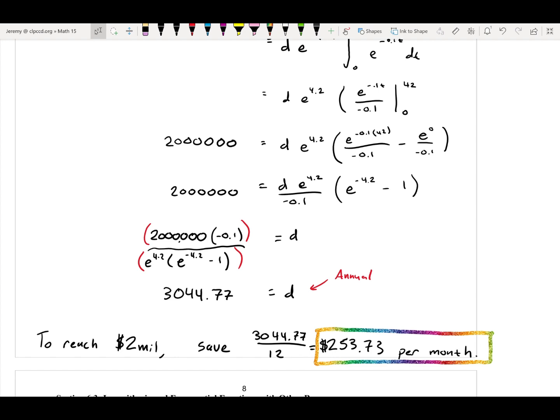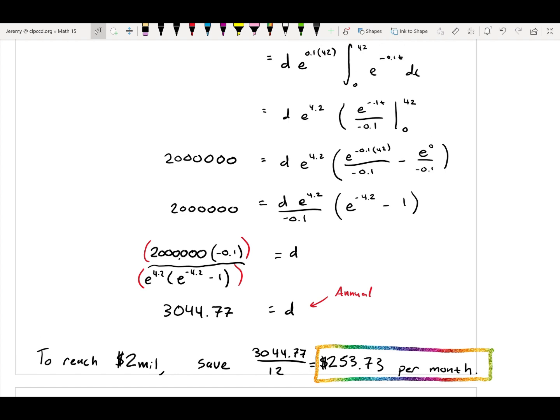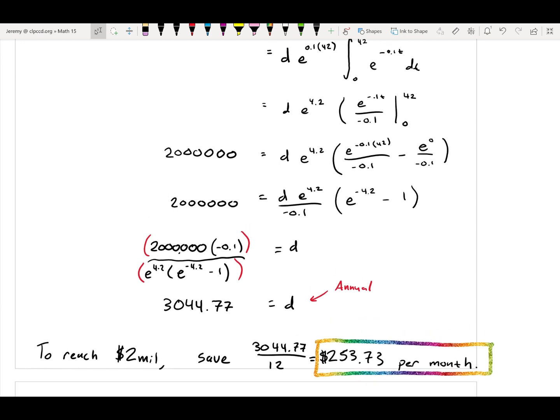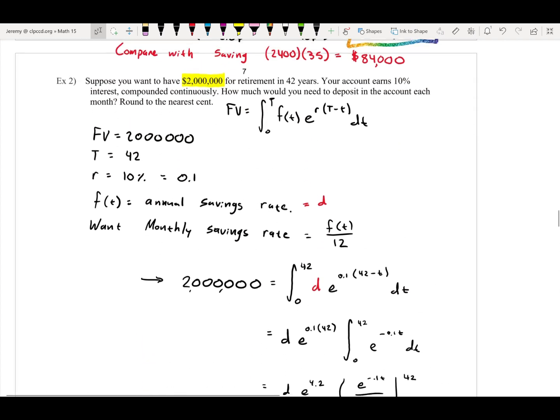So for a mere $254 per month, if you can manage to save that much through your entire career, which by the way, might seem like a chunk of money right now, but with inflation and everything down the line, it's going to feel like less and less money every single year. So like this is a constant savings rate, right? Like even when you're 60 years old, you're only going to be having to save $253 per month, which is going to be like nothing then. Okay, so saving that amount and investing, you can reach 2 million by the time you retire.